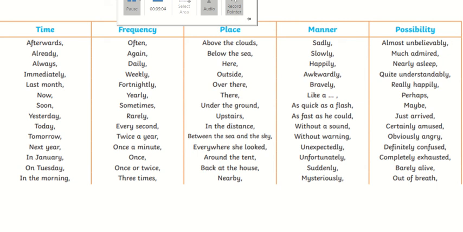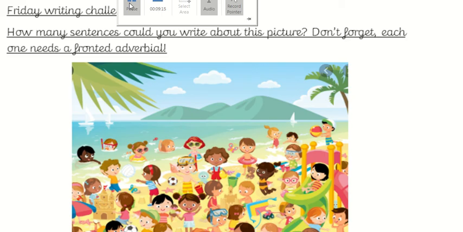And now I'm going to show you the challenge. So if you get to the point where you've done 2 sentences, one for the first picture, one for the second picture, and you still want a bit more of a challenge, here you go. Here is our Friday challenge. It says, how many sentences could you write about this picture? Don't forget, each one needs a fronted adverbial. So there's a nice busy picture here. You've got lots of things you could talk about.